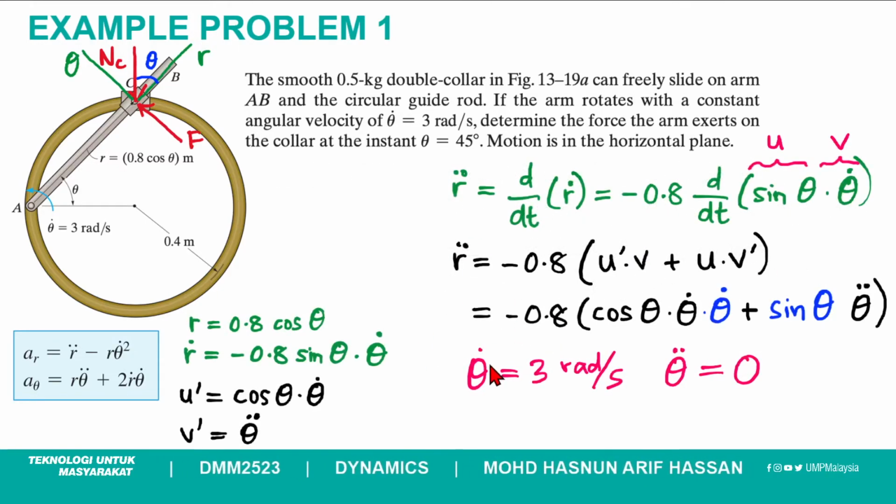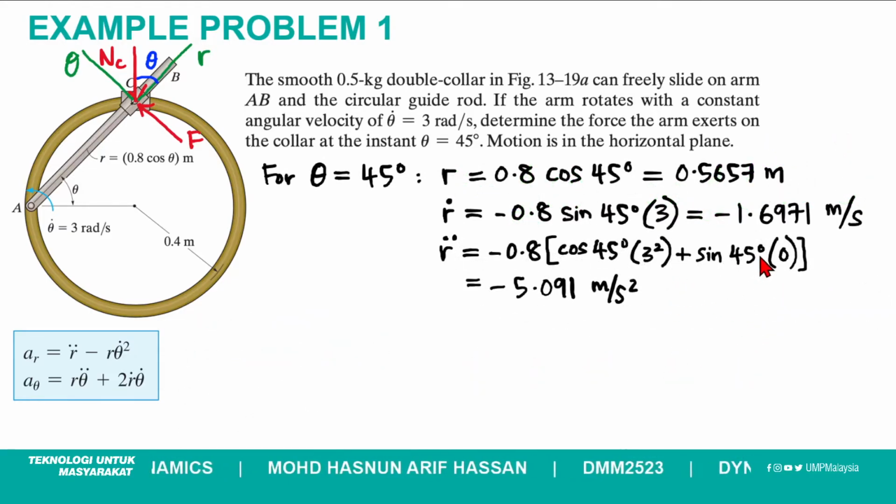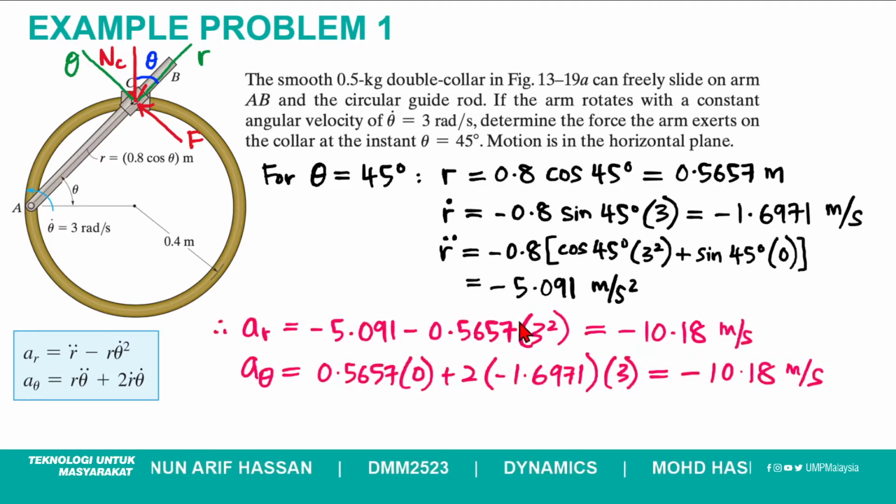R double dot, we got earlier as minus 0.8 cos theta times theta dot times theta dot, so basically theta dot squared, plus sin theta times theta double dot. You substitute everything. Theta double dot is 0, theta dot is 3, so theta dot squared is 3 squared, and we get minus 5.091 meters per second squared. Now that we have all these values, we can substitute into this equation. A r is r double dot, so we take the r double dot value of minus 5.091, minus the r above, and then theta dot squared is 3 squared. So we get minus 10.18 meters per second squared.